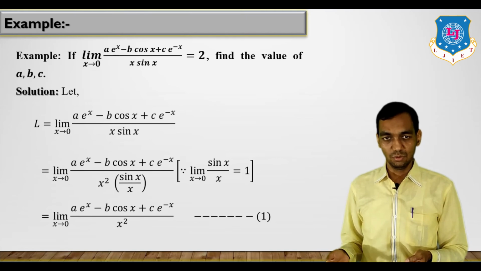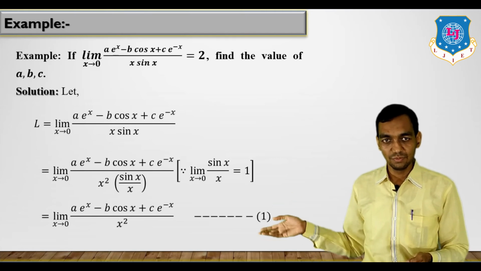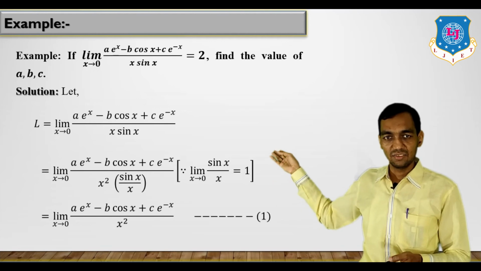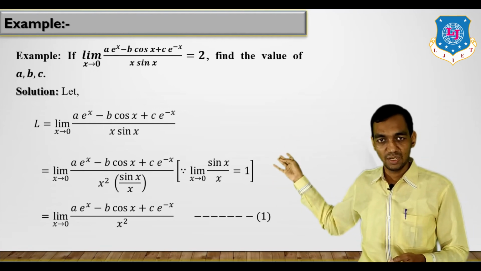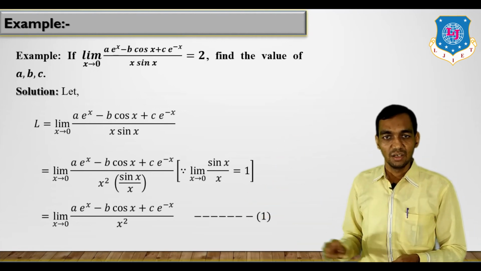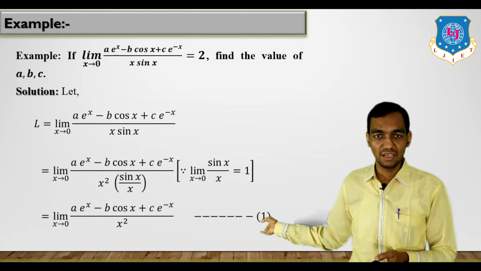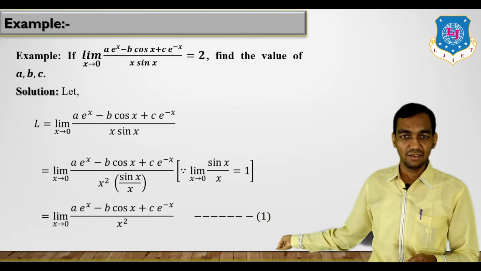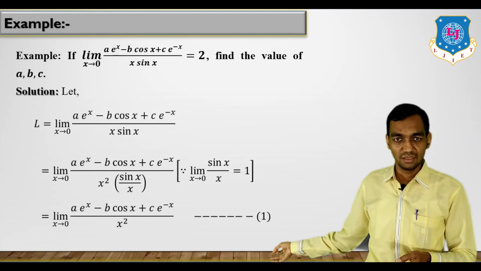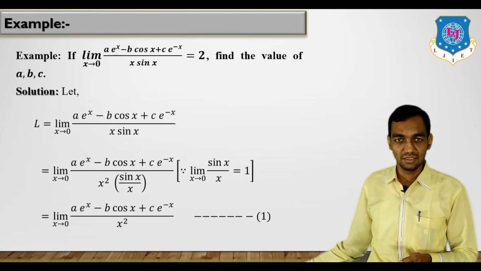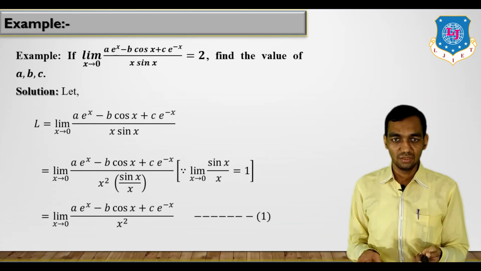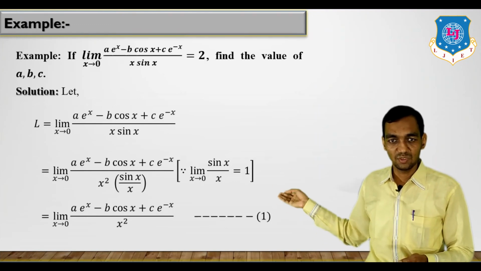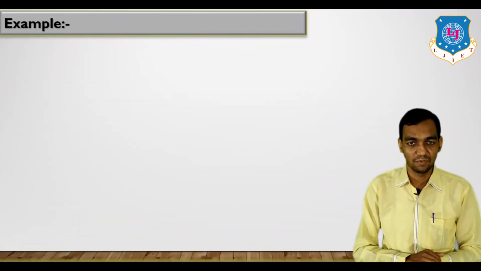So what we are going to do, we are going to start with capital L is equal to limit a e raised to x minus b cos x plus c e raised to minus x divided by x sin x. Again in the denominator you have sin x in a multiplication. So we are going to multiply and divide by x in the denominator. That will give you x square into sin x by x. And sin x upon x has a limit 1. So the remaining term we have is a e raised to x minus b cos x plus c e raised to minus x upon x square.